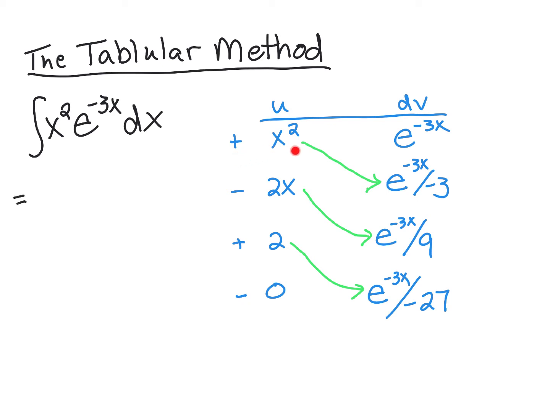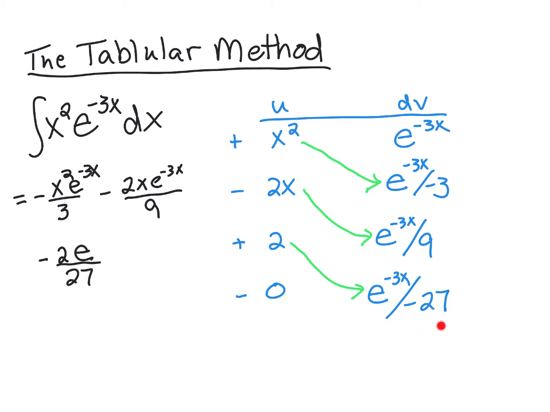Positive x squared times e to the minus 3x over minus 3, minus 2x times e to the minus 3x over 9, plus 2 times e to the minus 3x over minus 27. And you see I got the same answer. I just did it much more quickly and succinctly.